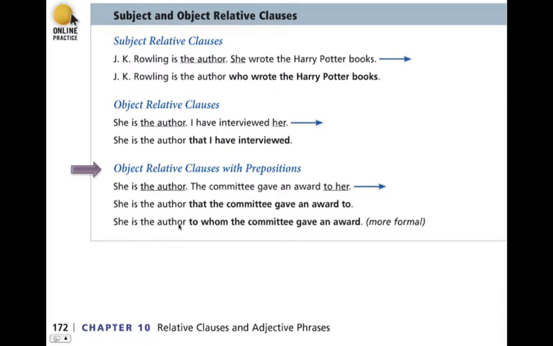She is the author to whom the committee gave an award. These two sentences have exactly the same meaning, but look at the grammar. It's a little bit different. We have the relative pronoun that at the beginning of the clause and the preposition at the end of the clause. A more formal way to write that would be this way, to whom, so the preposition plus the word whom, the committee gave an award. So this one is more formal, and you'll see it more often in writing.